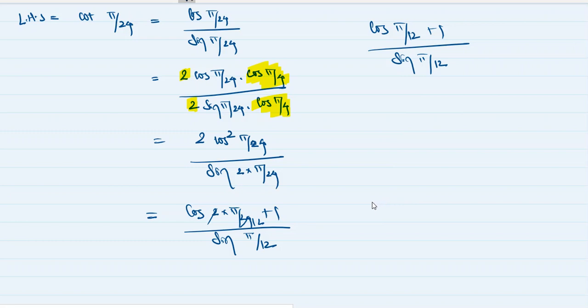Now let's simplify it further. Now how to simplify this further? See, I'm going to show you a very interesting method over here. First of all, this pi by 12 which you see over here, that's an unknown angle. That angle we don't know.